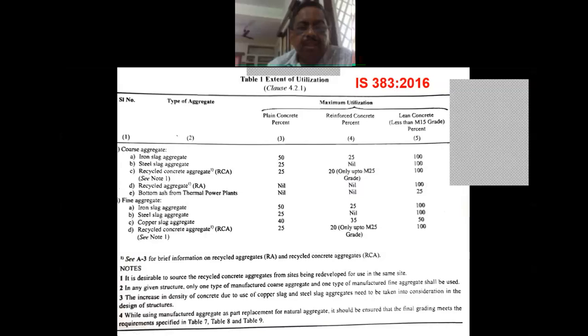But there are some restrictions because of the properties, as it has varied mechanical and durability properties. That is why we are restricting it.